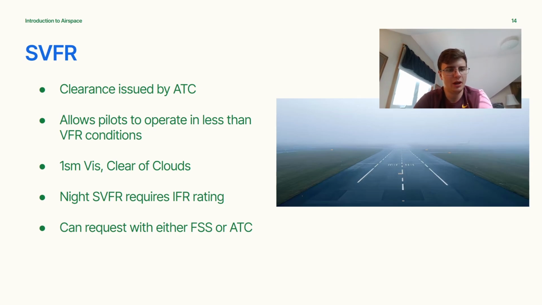In order to do Special VFR, there must be at least one statute mile visibility, and you must remain clear of clouds. You will be on with ATC this whole time. That's why you're allowed to get that close to clouds. If you're going to do night Special VFR, you need to have an IFR rating. You can pick up a SVFR with either your flight service station or ATC.